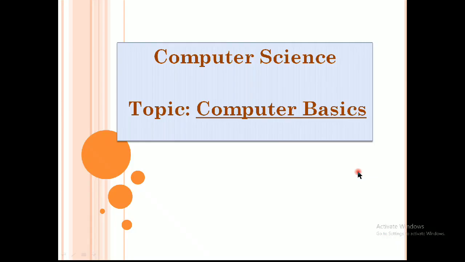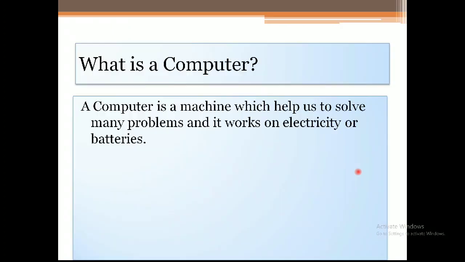I'm going to teach you computer science and the topic is computer basics. That means the basics of the computer. So let's start without delaying the time.